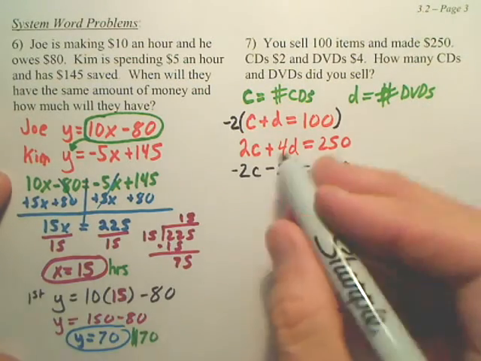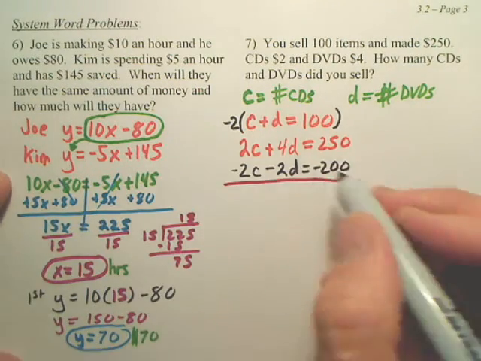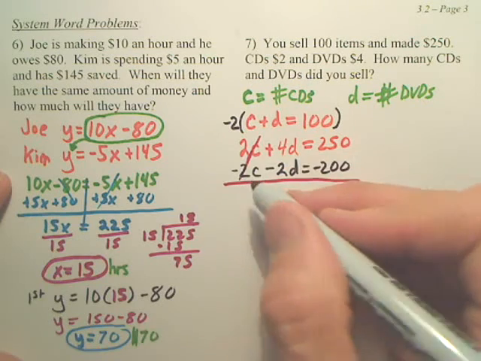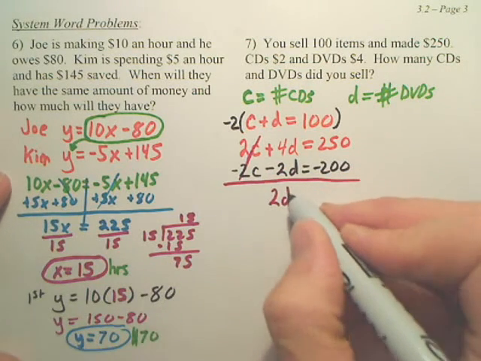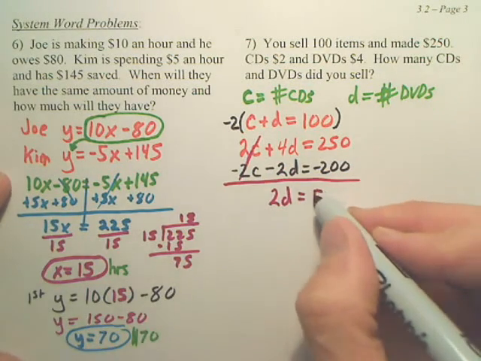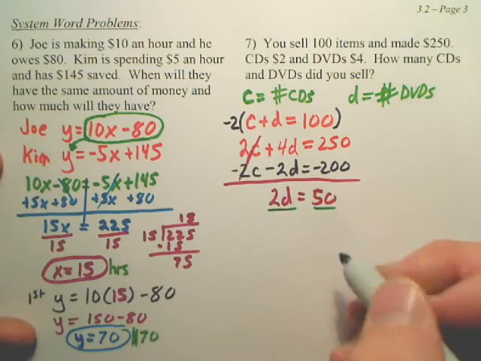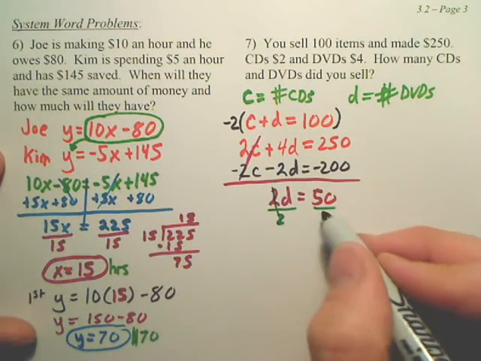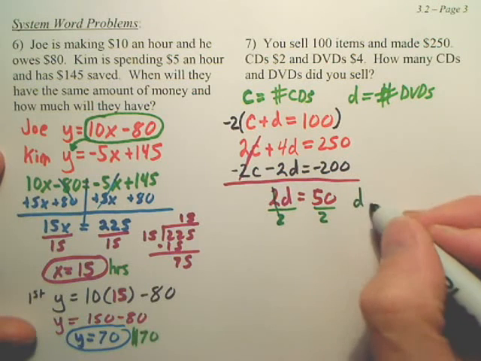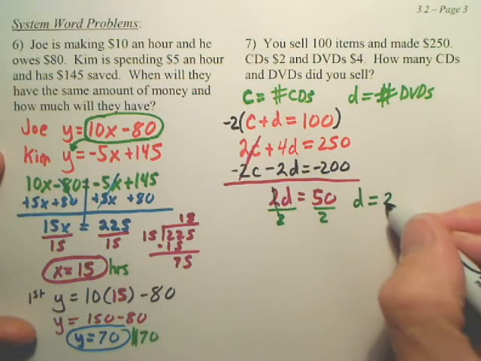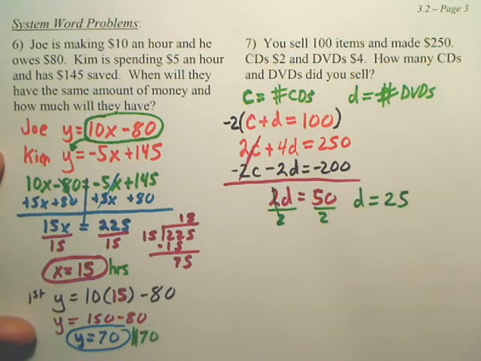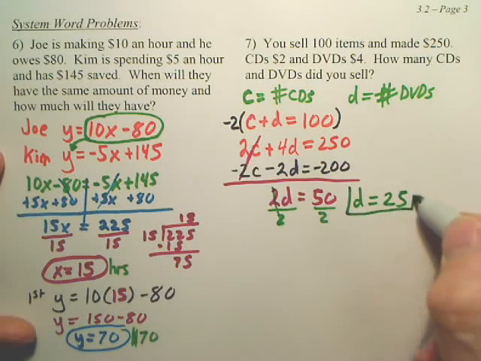And then we add straight down. So that cancels, leaving us 2D equals 50. The value of D, after we divide by 2, your DVDs, is that $25? No. That's 25 DVDs. So we sold 25 DVDs.